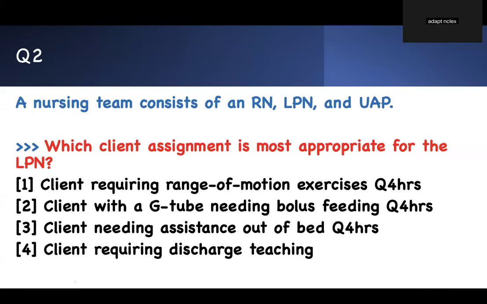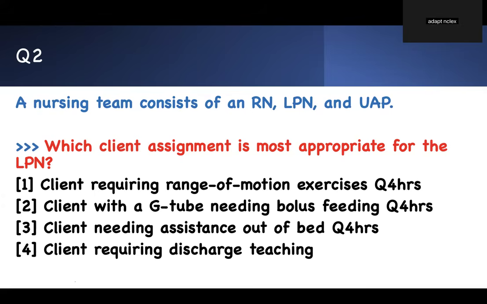A nursing team consists of what? RN, LPN, and UAP. When they give you every member of the team, the next thing you tell yourself is, everybody should stay in their lane. An RN will stay in their lane. LPN stay in their lane. UAP stay in their lane. Everybody should stay in their lane.